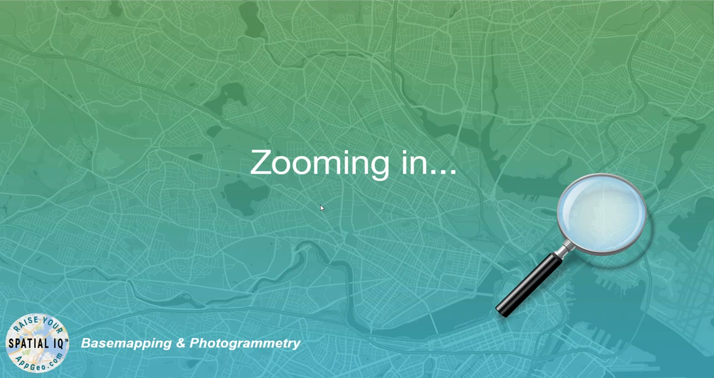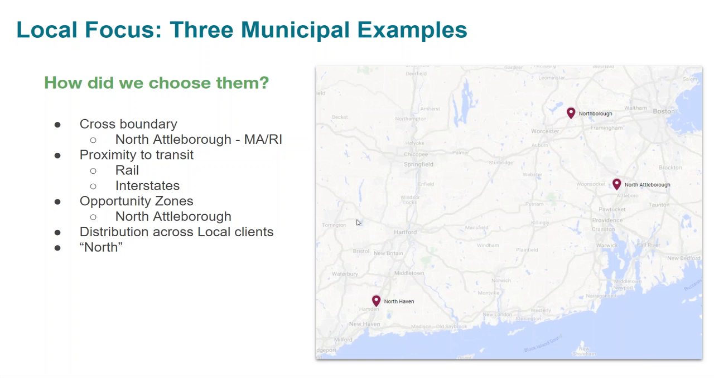All right. So we've looked at regional connectedness now through the context of the commuter flow at a regional level and explored the data sources available. Now we're going to look at it at a more local level through the lens of three municipal examples. So we picked these three examples for these reasons.